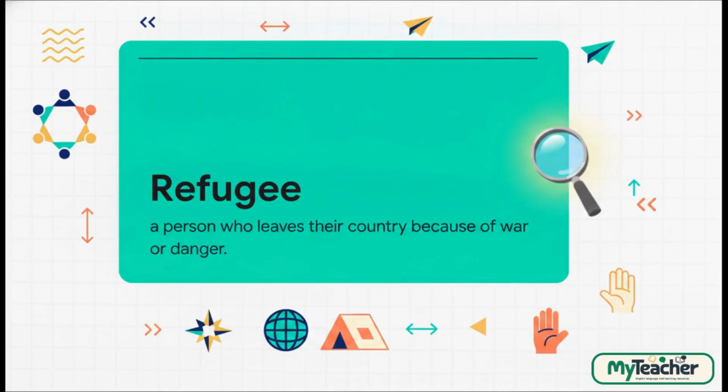This next word is very important, refugee. A refugee is a person who leaves their country because of war or extreme danger. They're forced to leave their home just to find safety. International organizations work very hard to give refugees a safe place to live.